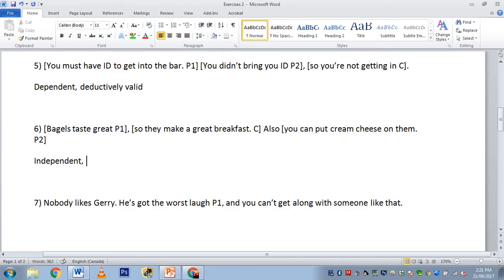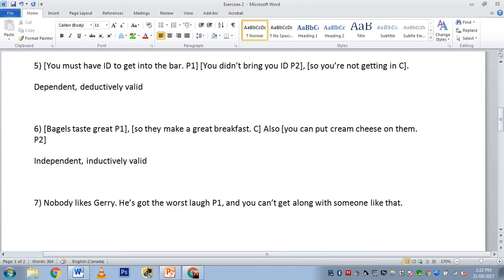Independent, and then is this inductive or deductive? Inductive, I would say. There's not that tight logical relation between the premises and the conclusion. Like that you can put cream cheese on something doesn't guarantee that it makes a great breakfast. Is it invalid? I thought it was inductively valid.